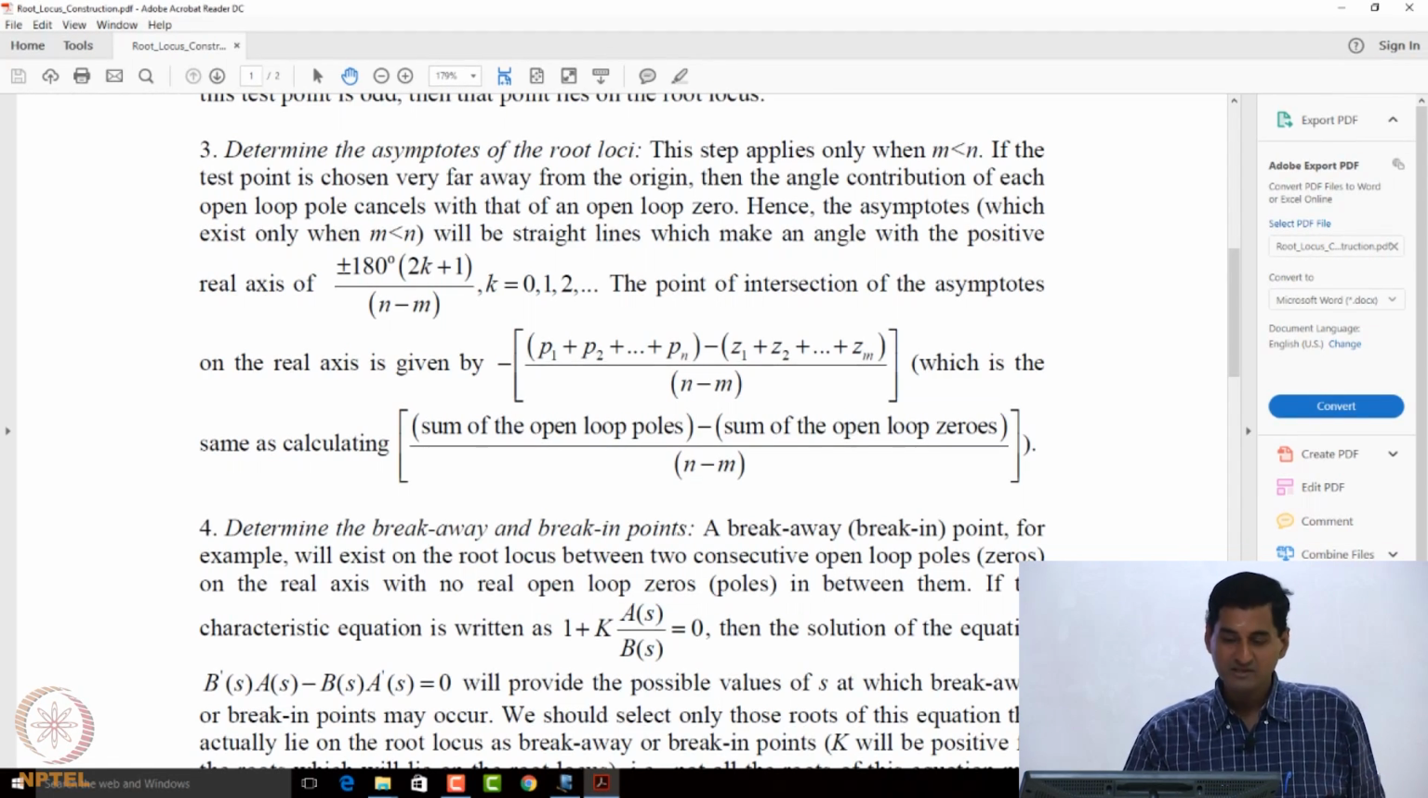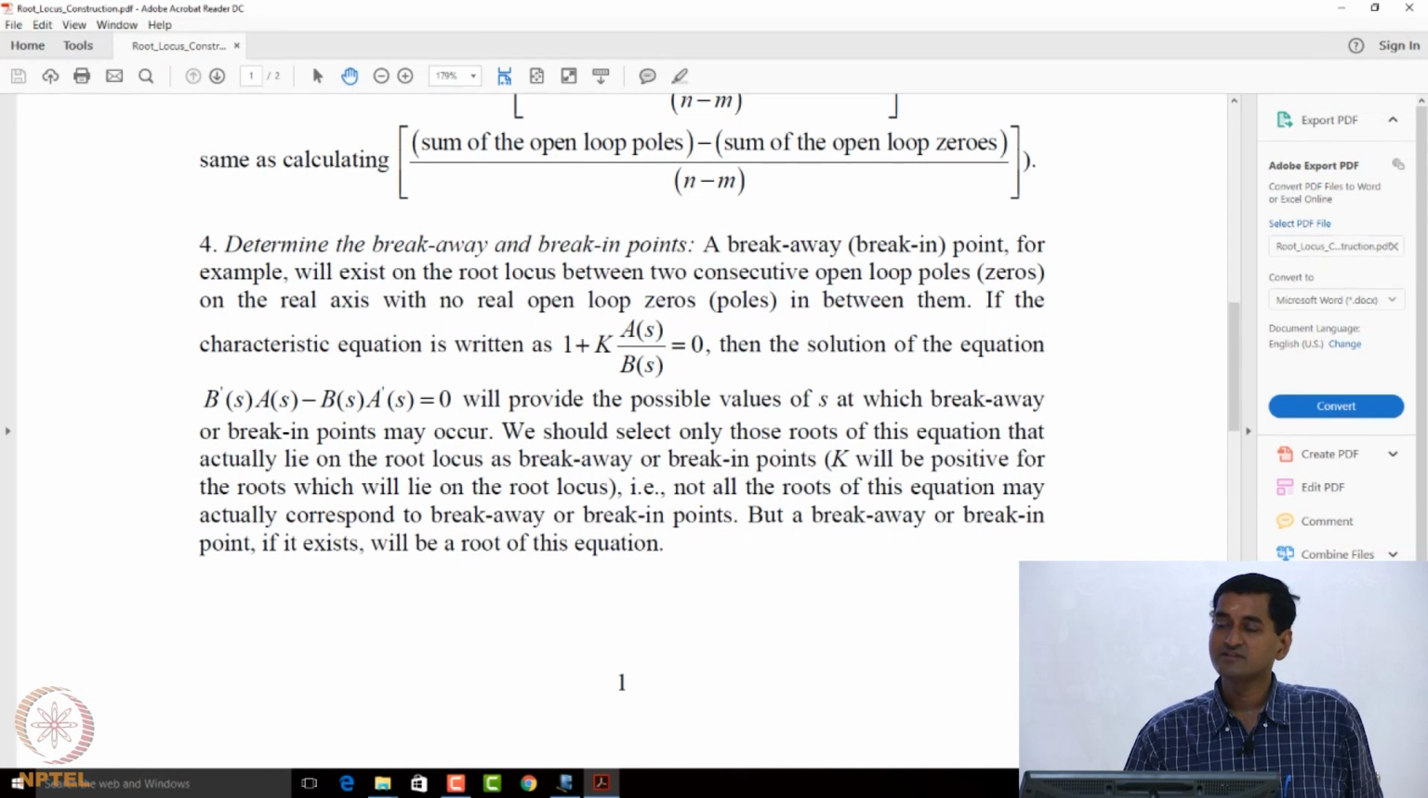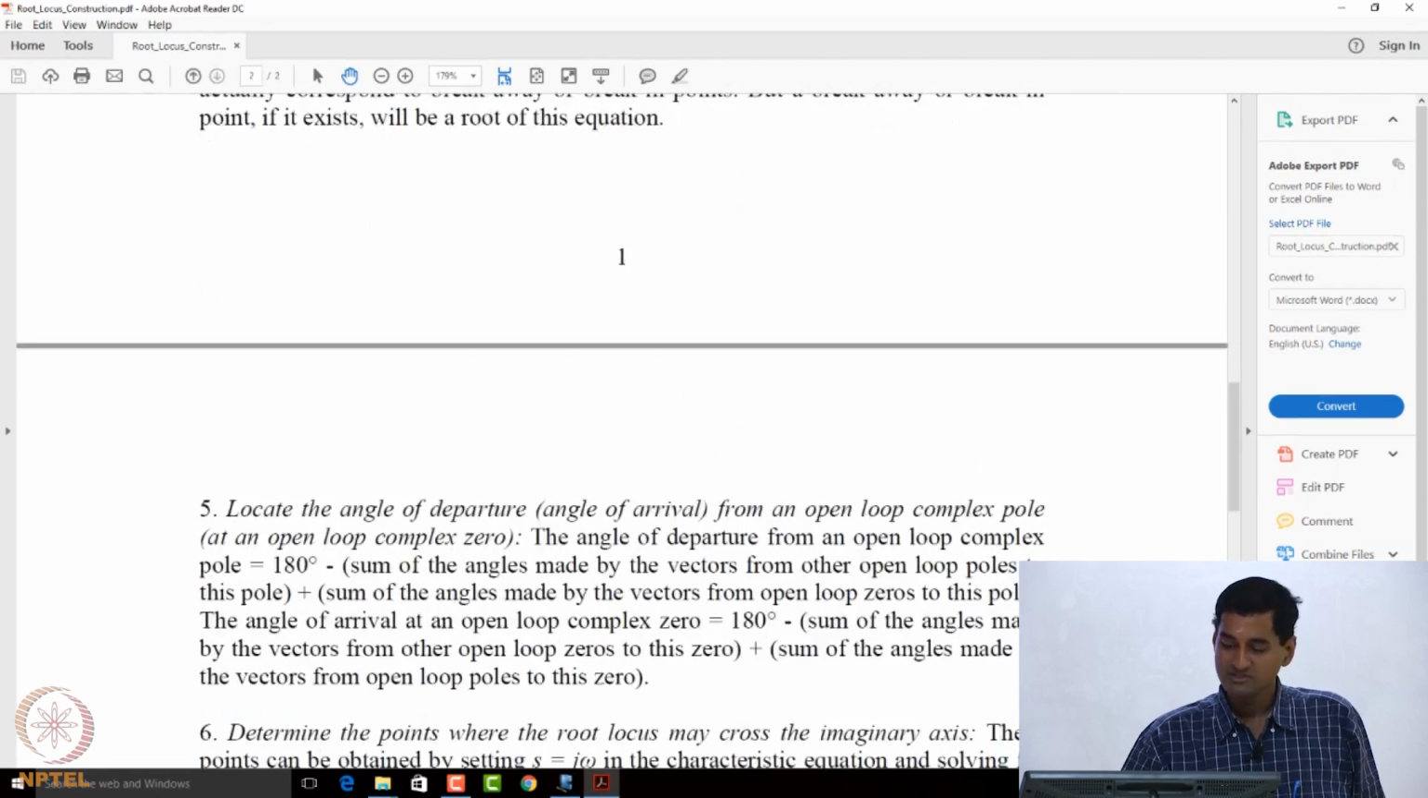That was step 3. Step 4 was to figure out potential breakaway or break-in points. We discussed when breakaway and break-in points could occur, and we figured out that at a breakaway or break-in point we are going to have a repeated pole. If a polynomial has a repeated pole, we take the first derivative, and that root satisfies the first derivative equals 0. That is the concept we use to figure out breakaway and break-in points.